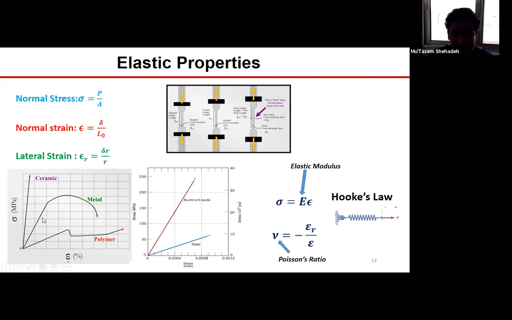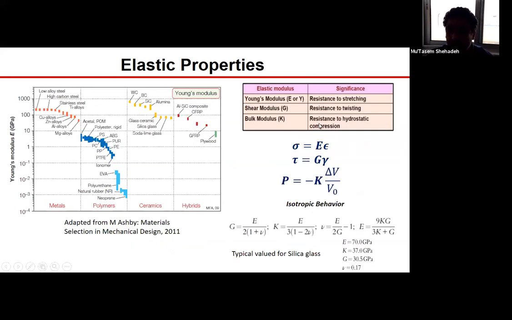You can see here that for this metal that is shown in the figure, the elastic modulus is smaller than that of ceramic, but it is larger than that of polymer. So this elastic modulus is a measure of the resistance to stretching. So polymers are easy to stretch compared to metals. Some metals are easier to stretch than some ceramics.